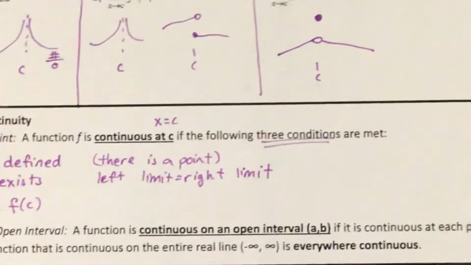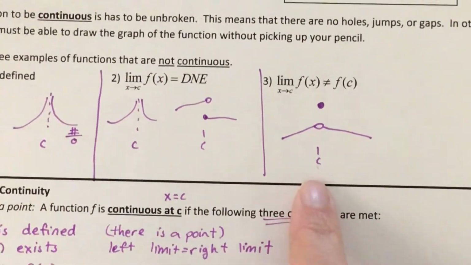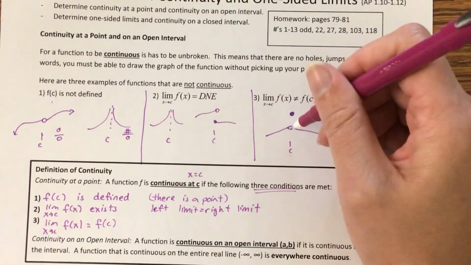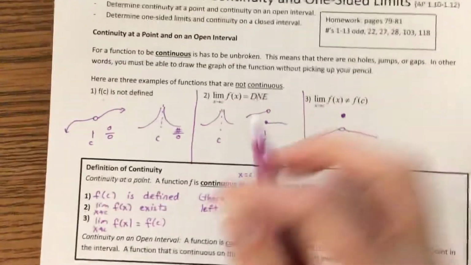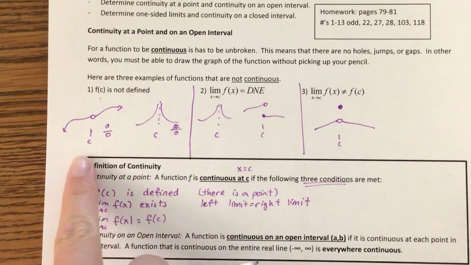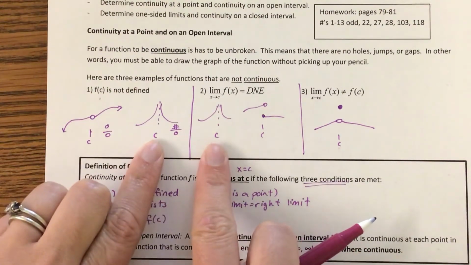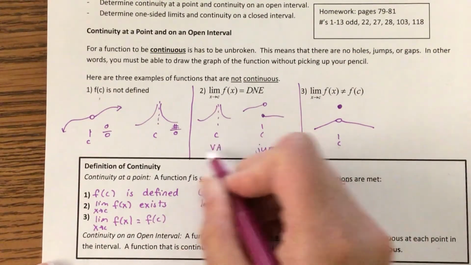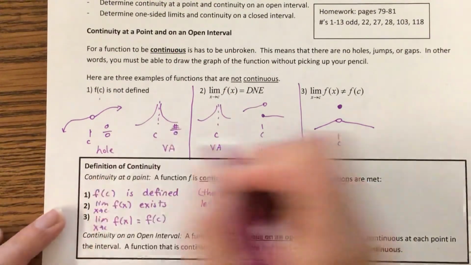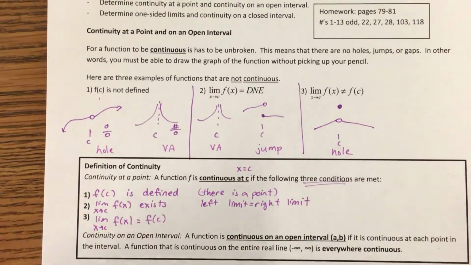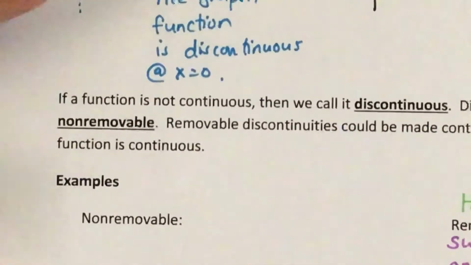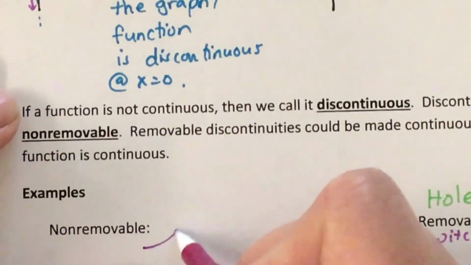Non-removable, well, let's take a look at the other options. Number 3 up here, we had a hole. If we just take this point and fill it in there, like erase it from here, fill it in there, it's continuous. Over here, hole, fill it in, continuous. The only other types we have are vertical asymptotes and jumps in the graph. Okay, so let's say we have a vertical asymptote. I'm basically going to just redraw these two pictures down below for non-removable. Okay, so non-removable, let's do a vertical asymptote.